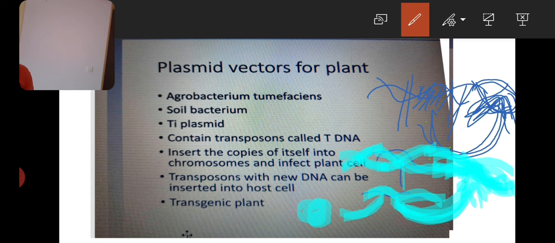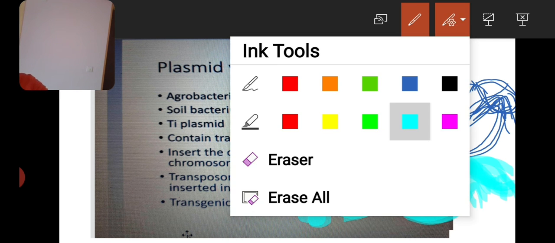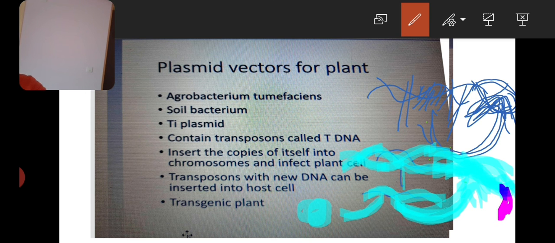Such transposons are called the tDNA. It inserts copies of itself into the host, and a transposon with new DNA can be inserted into the host cell. Here the new DNA can be added, so the transposon with new DNA can be inserted into the plant.